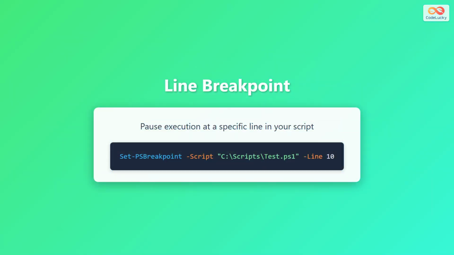Line breakpoints are the most straightforward type. They pause execution at a specific line number in your script. The syntax is Set-PSBreakpoint, followed by the script parameter with your script path, then the line parameter with the line number. For example, to pause at line 10 in a script called test.ps1, you would use Set-PSBreakpoint -script, the full path to your script, -line 10. When your script reaches that line, it stops and waits for your input.